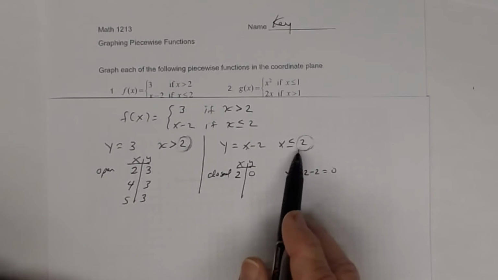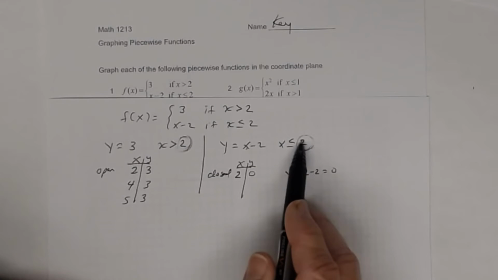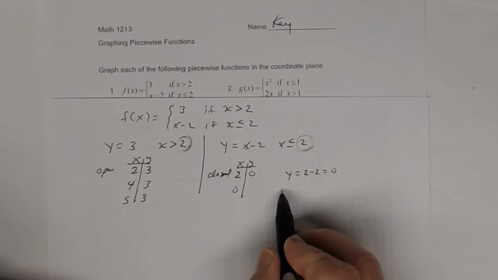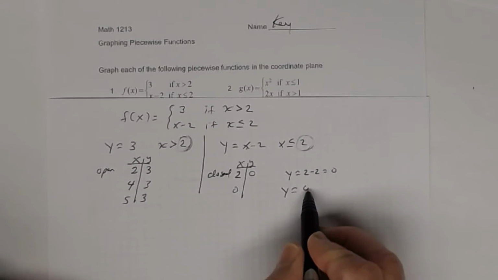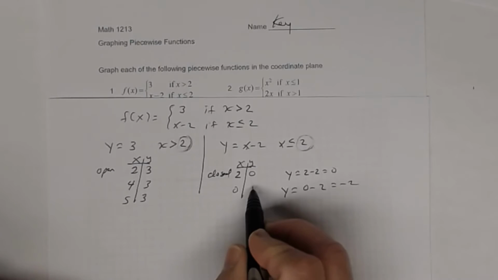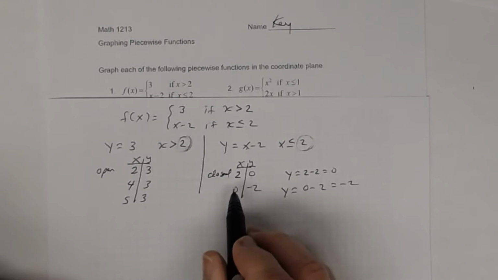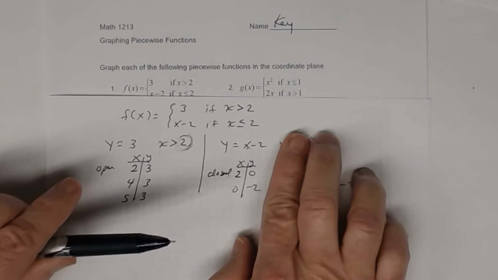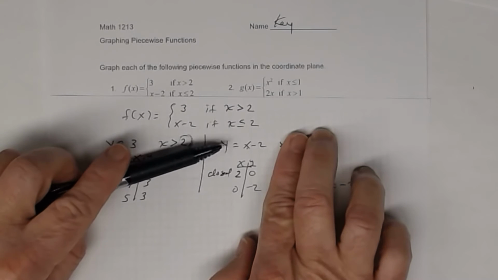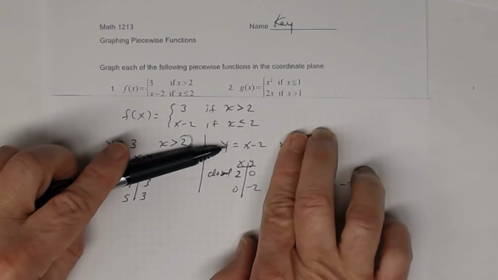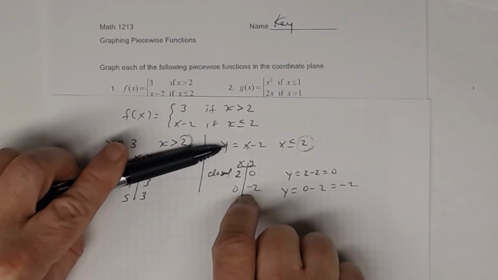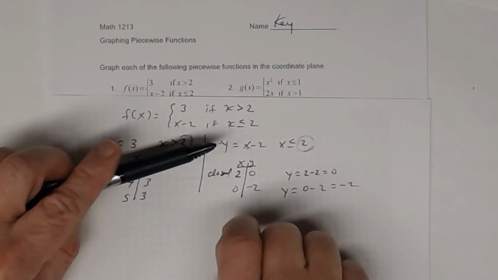All right, so I need another value of x that's less than or equal to 2. So let's say 0, right? If x is 0, I get y equals 0 minus 2, which is a negative 2. And remember, that's really all I need because I know that this is a line. Well, let me rephrase it. If the domain was all real numbers, I know this is a line, and I just need 2 points to graph a line. But it is restricted, but I still need 2 points. That's all I need is still 2 points.